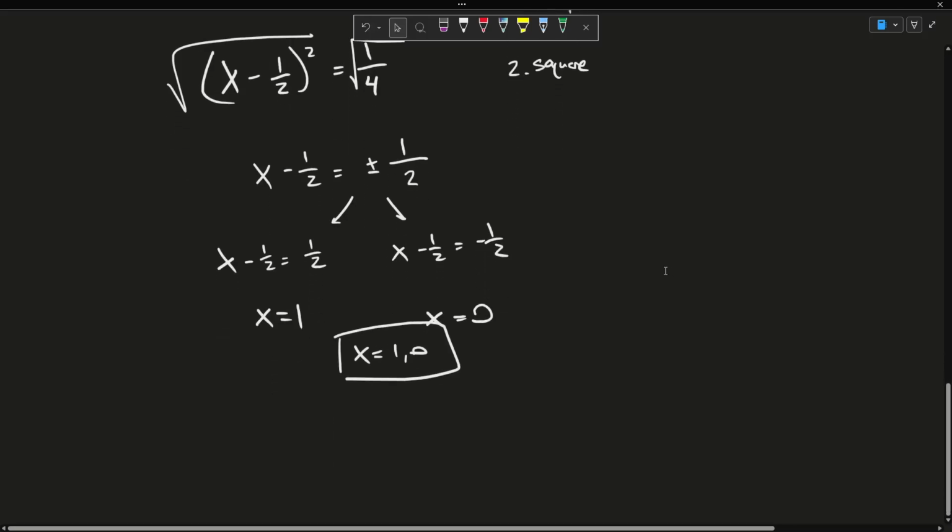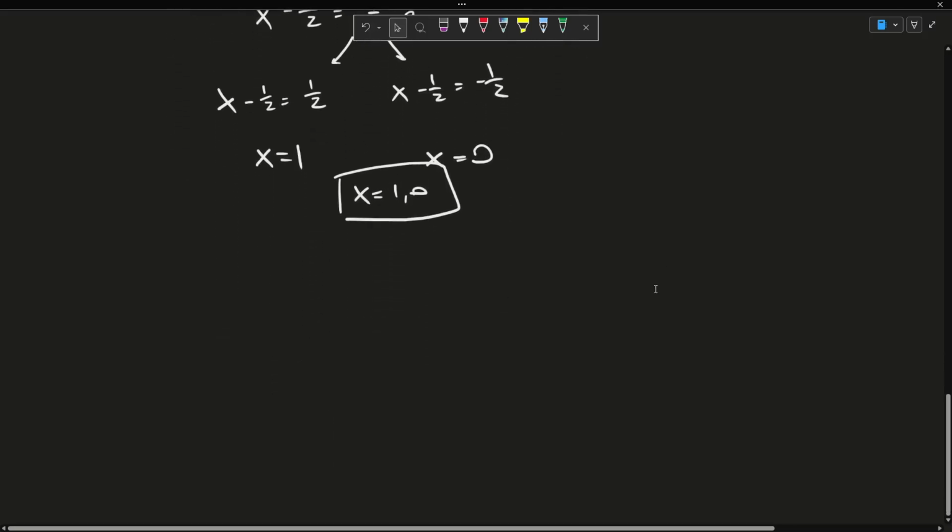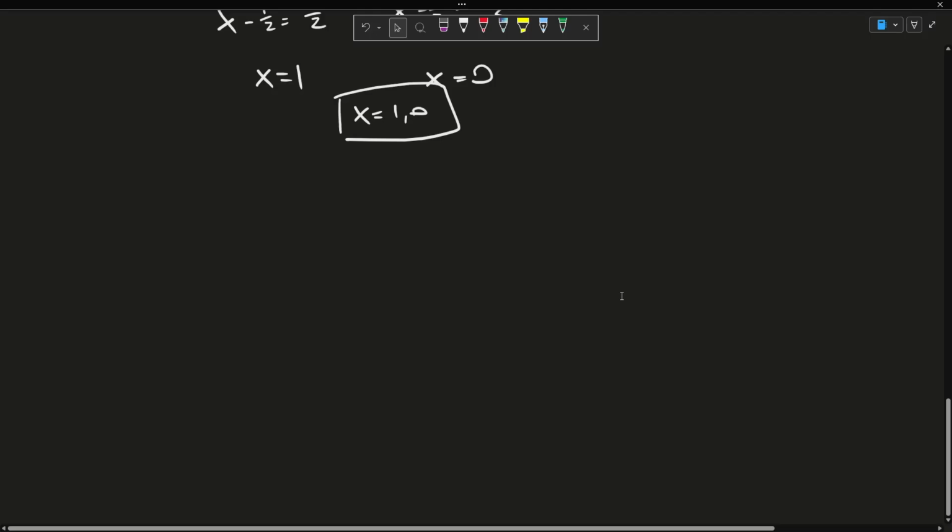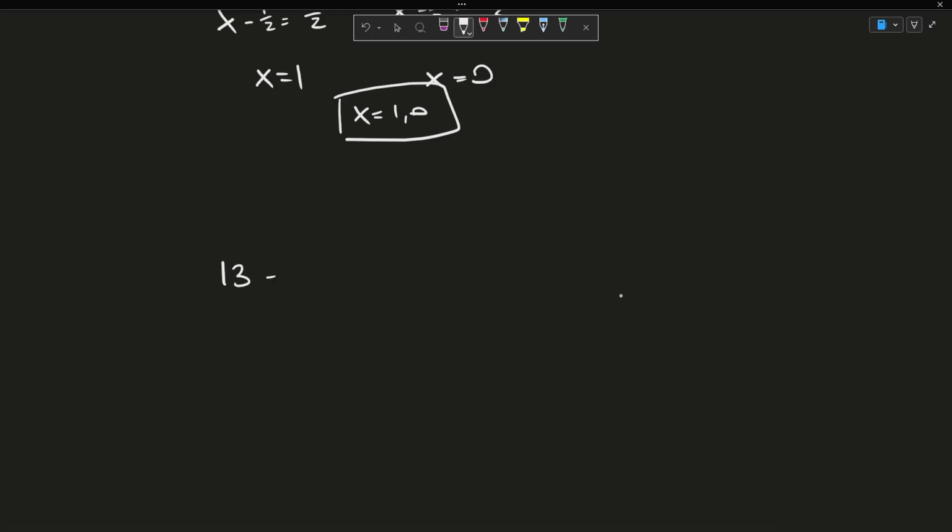Now, the next one, we can see that we won't always have clean square roots. 13 minus 4z squared minus 12 equals 0. Quite a big step up, but I recommend you could pause this right now. You can solve it. We'll go through it together. Just follow the rules that we have.